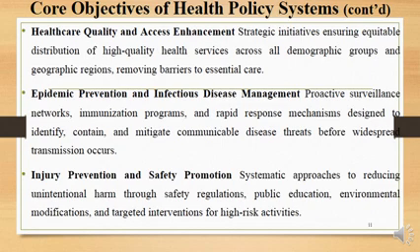Another core objective of health policy systems is epidemic prevention and infectious disease management. Proactive surveillance networks, immunization programs and rapid response mechanisms designed to identify, contain and mitigate communicable disease threats before widespread transmission occurs. Injury prevention and safety promotion: systematic approaches to reducing unintentional harm through safety regulation, public education, environmental modification and targeted interventions for high risk activities.